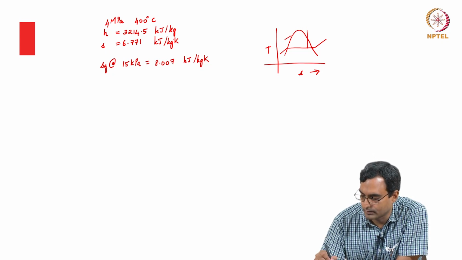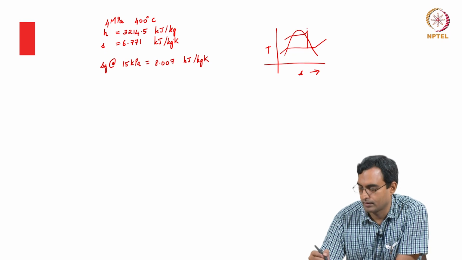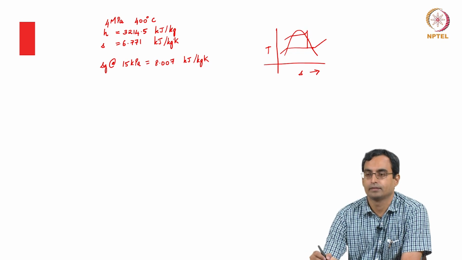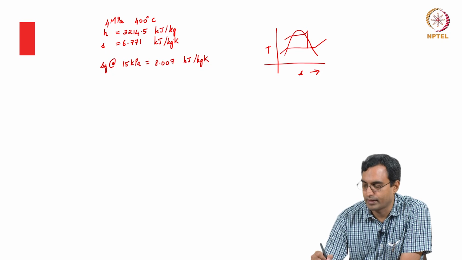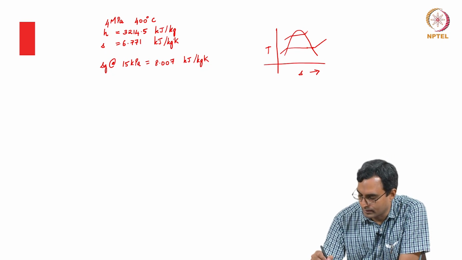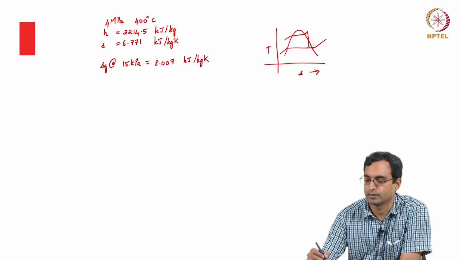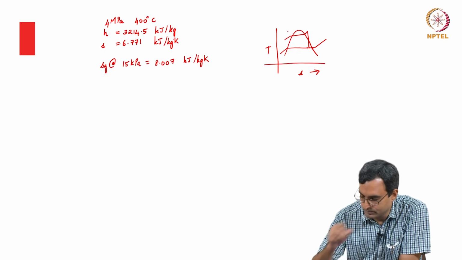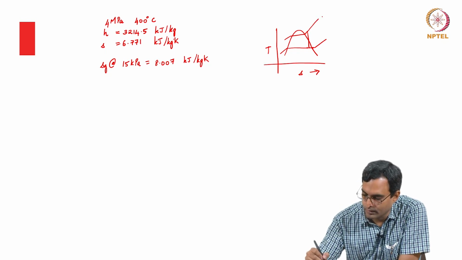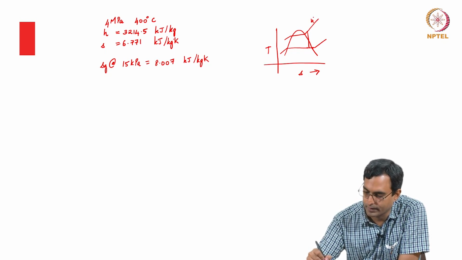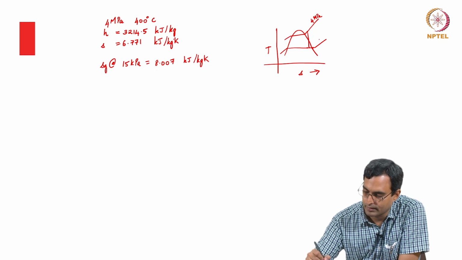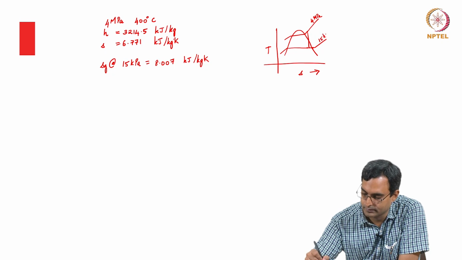my cycle. So, it is something like this. It starts somewhere there. This is of course a line parallel to the T axis, but it ends to the left of this point. This line corresponds to 4 megapascals. This is a constant pressure line corresponding to 15 kilopascal.